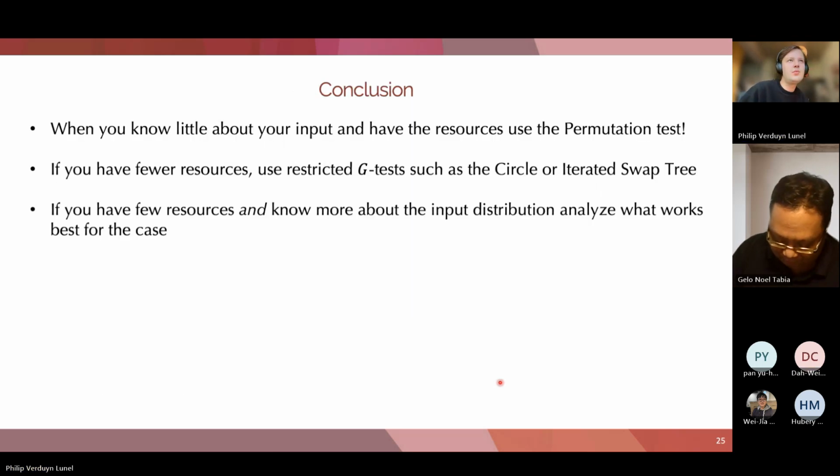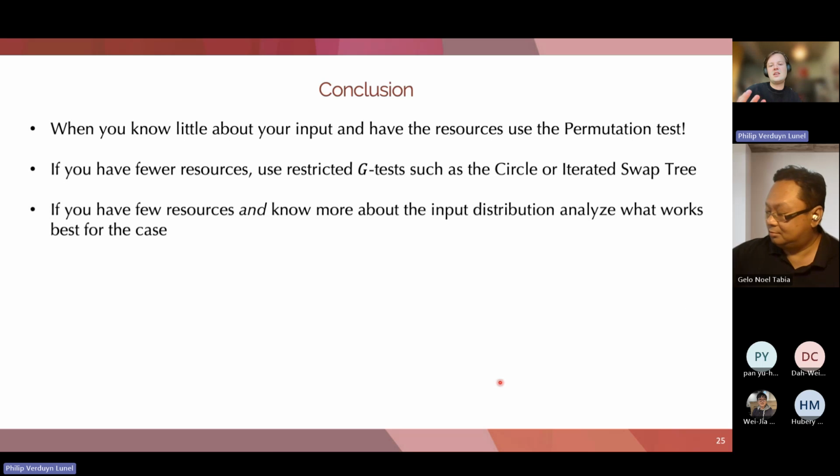So what did we do in this talk? We were talking about this quantum state identity problem. And I think the conclusion you have to draw is that when you know very little about your input and you have the resources, just always do the permutation test, because it's always going to be optimal. But if you have fewer resources, you can use some restricted G test like the circle test or this iterated swap test.